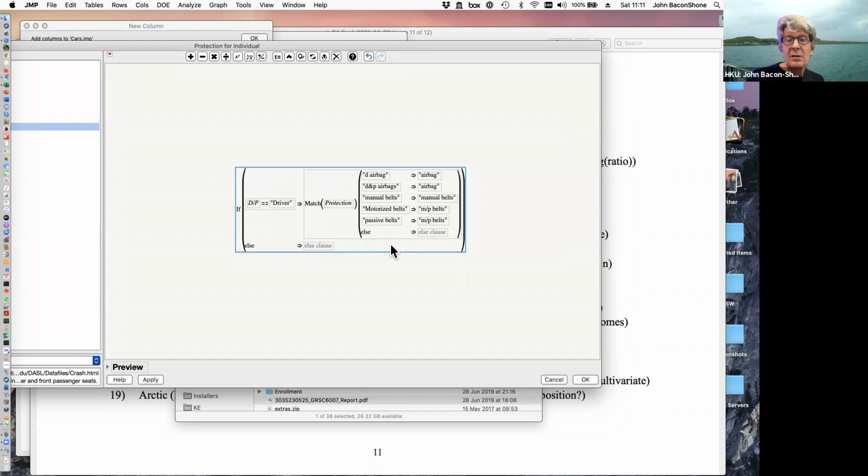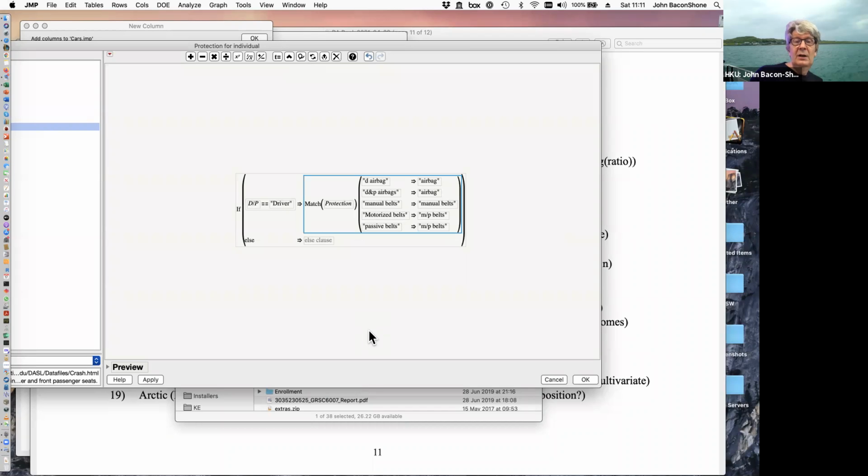Yes. Have I got that right? Yeah. So I can remove this clause as well. Let's delete that. Right. So for a driver, these are my possibilities, right? And this is the level of protection for me as an individual. So what I'm going to do now is select this match protection set. I'm going to copy that and paste it in here.